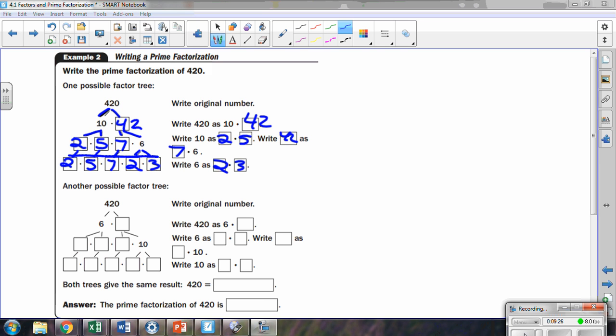This bottom row, that's your prime factorization. 2 times 5 times 7 times 2 times 3. That's a prime factorization. Factorization means a bunch of numbers that are being multiplied. Prime factorization then is a bunch of prime numbers that are being multiplied. And we've got that.